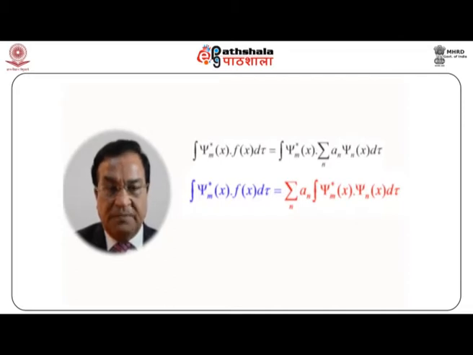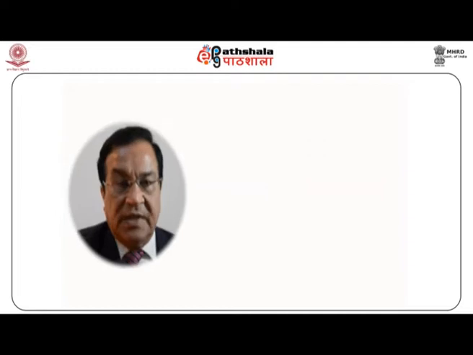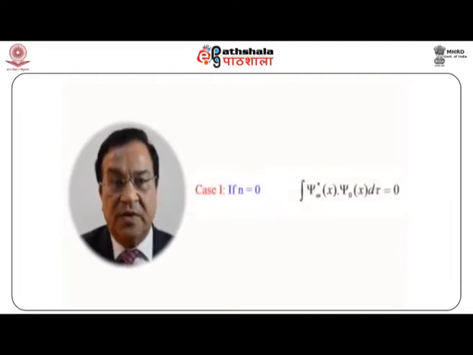If we further simplify it, you can see this reduces to the next equation, where we have taken summation a_n outside and then we have one integral. Now if you look at this equation, you can very well see that three cases arise. Case 1 is if n is 0.